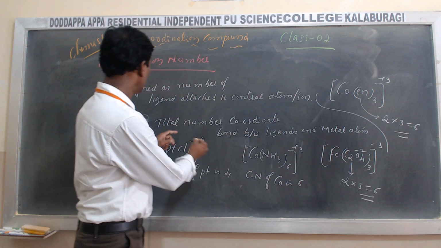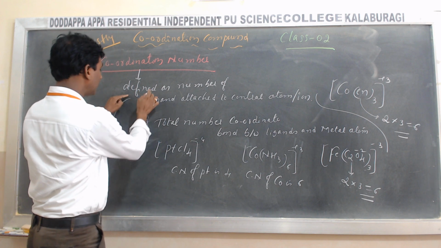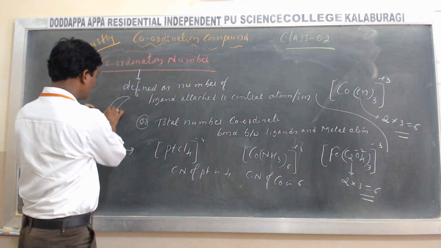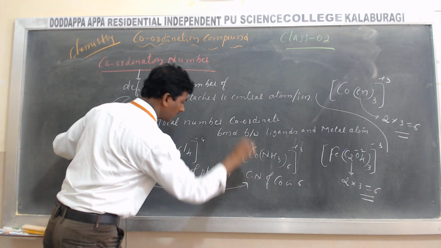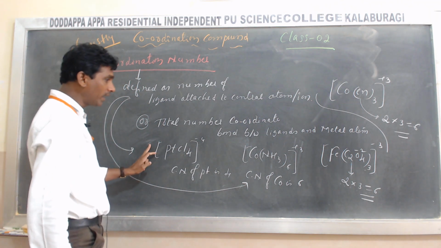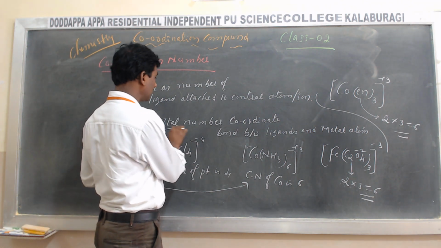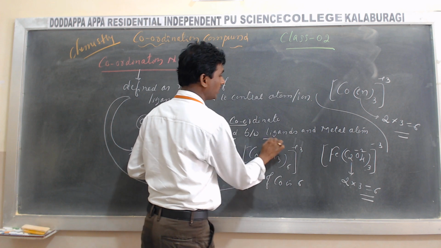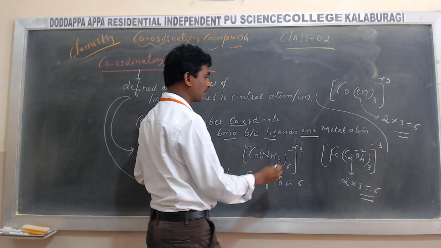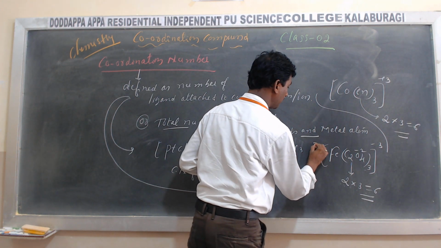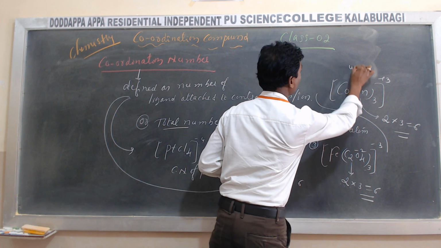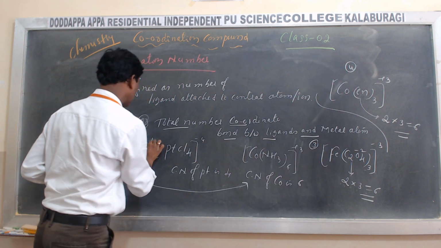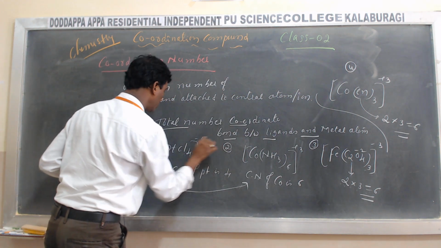So it means the above definition is applicable for example 1 and example 2, and the total number of coordinate bonds between the ligand and central atom is applicable for example 3 and example 4.